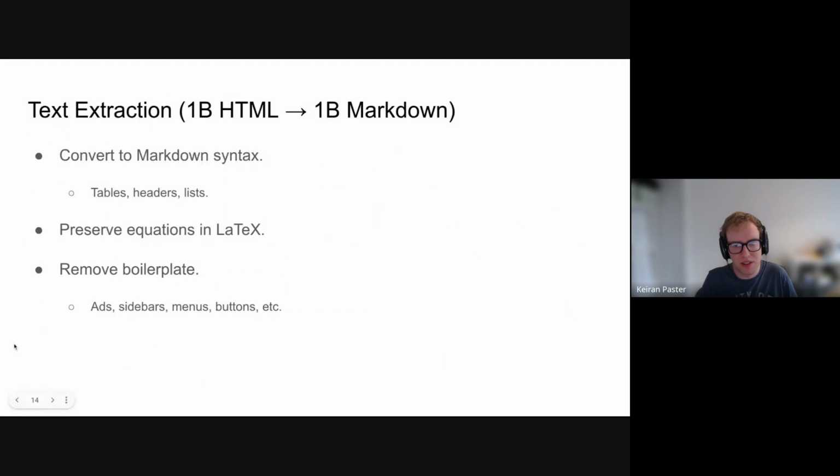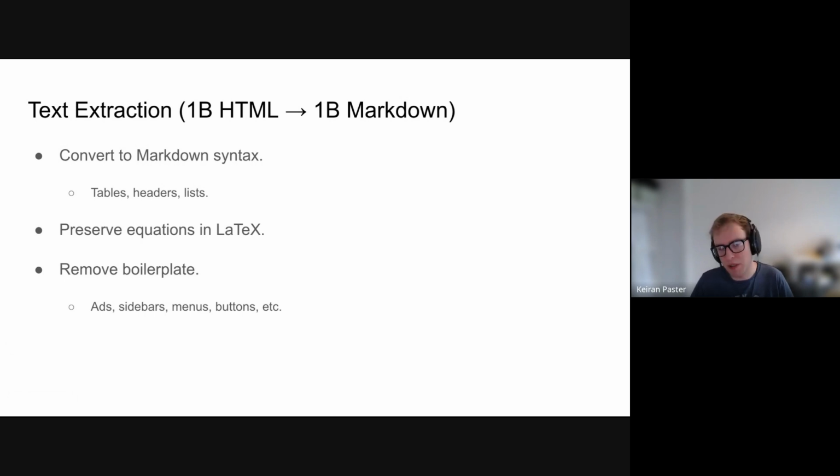Okay, so now we move on to the text extraction. This is where we turn these HTML pages into this formatted markdown. At a high level, we want to convert all of these documents into markdown syntax, which includes formatting tables, headers, and lists properly. We also want to preserve equations in their original LaTeX code.